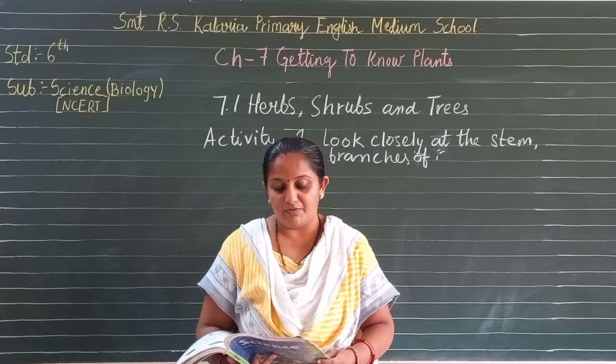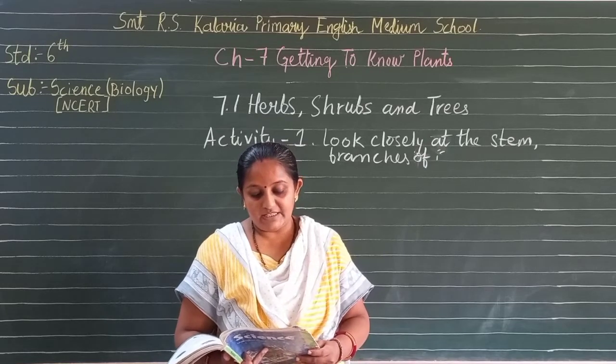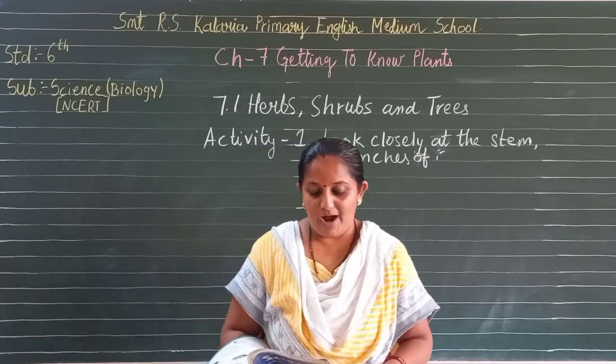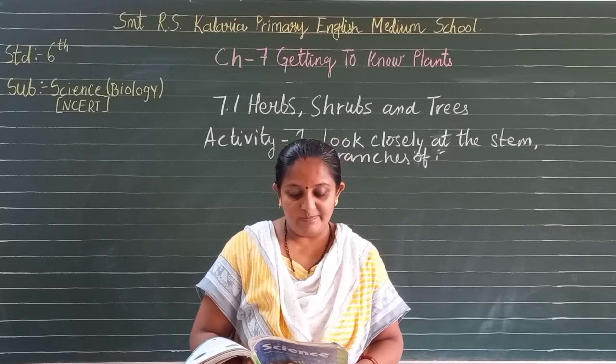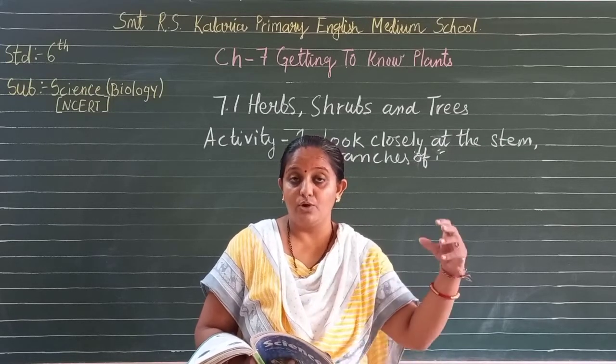The stem is hard but not very thick. Such plants are called shrubs. Some plants which are very tall have a hard and thick stem. The stems have branches in the upper part, much above the ground. Such plants are called trees.